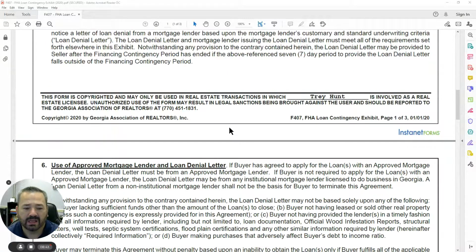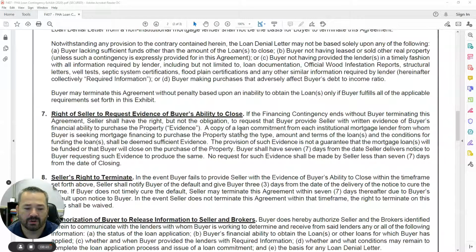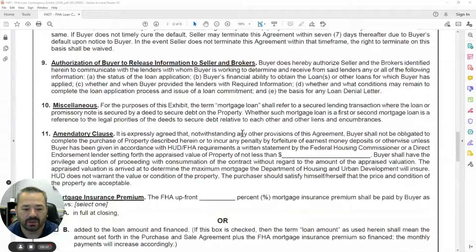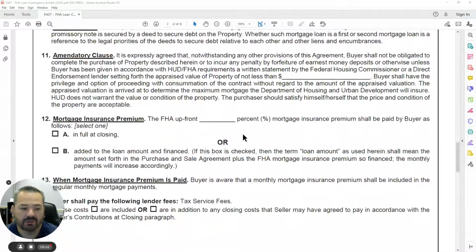Okay. As we continue to move through, you're going to see there's a few things in here that are a little bit different than the conventional loan. The first place we're going to see a difference is in the amendatory clause. That's another name for our appraisal clause. Okay, an amendatory clause and appraisal clause mean the same thing.